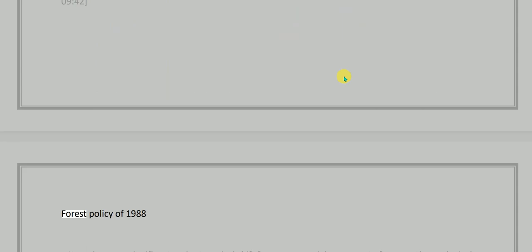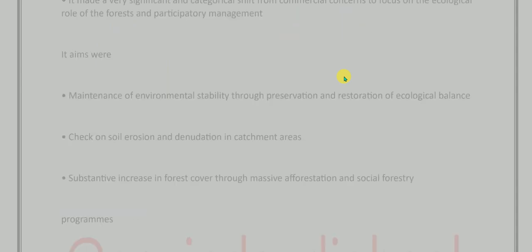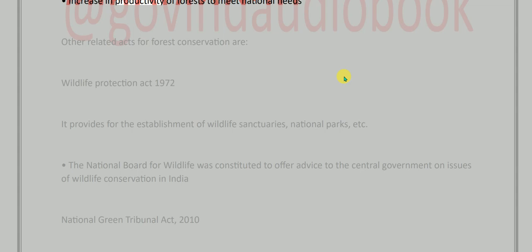Forest policy of 1988. It made a very significant and categorical shift from commercial concerns to focus on the ecological role of the forests and participatory management. Its aims were: maintenance of environmental stability through preservation and restoration of ecological balance; check on soil erosion and denudation in catchment areas; substantive increase in forest cover through massive afforestation and social forestry programs; increase in productivity of forests to meet national needs.